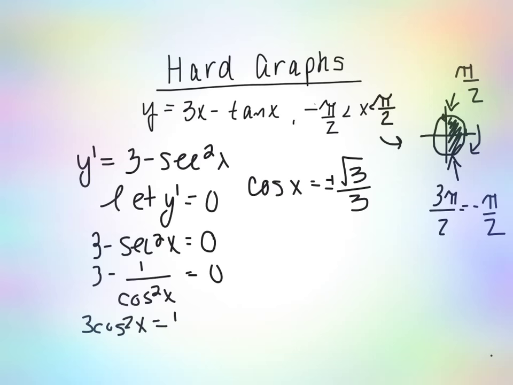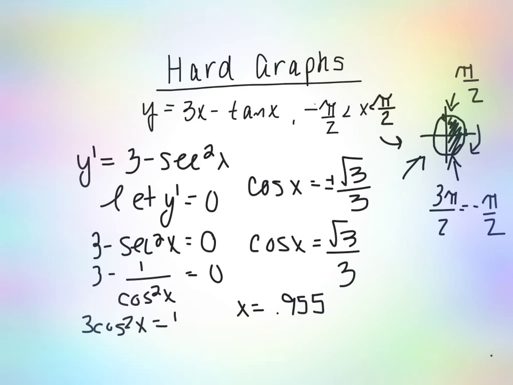But we know that if the cosine is negative, then you're going to go into a negative x, but we can't do that because, as we see over here at the unit circle, that doesn't fall within the domain. So you're going to keep it as the cosine of x equals the square root of 3 over 3. And when you solve that, you get x equals 0.955, which takes care of this line right here.